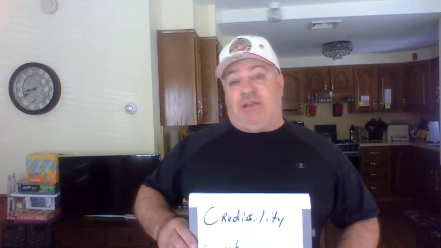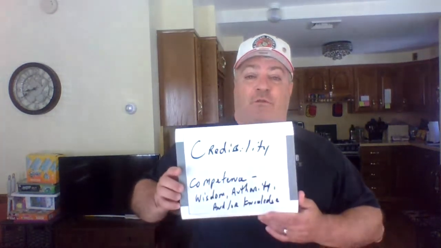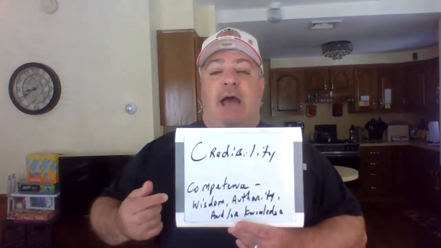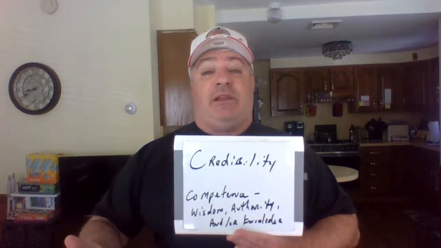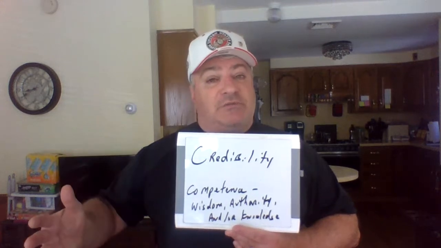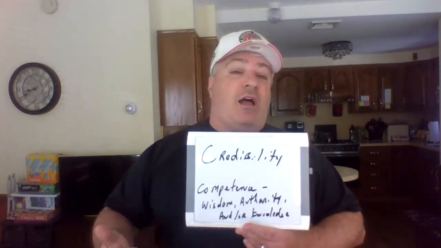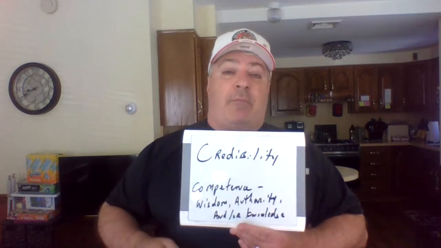Now, in your textbook, they talk about 3 types of credibility. The first type they talk about is establishing credibility based on competence, or competent credibility. There are 3 key terms that go with competent credibility. And that's the wisdom, authority, and or knowledge that you demonstrate about that particular topic. That's competent credibility. For example, let's go away a little bit from public speaking, all right?